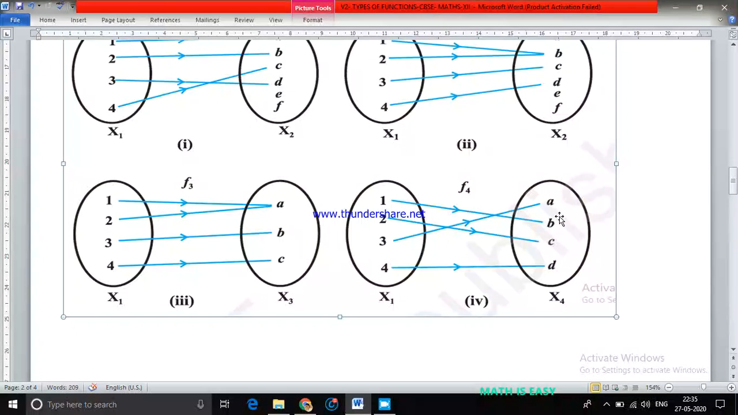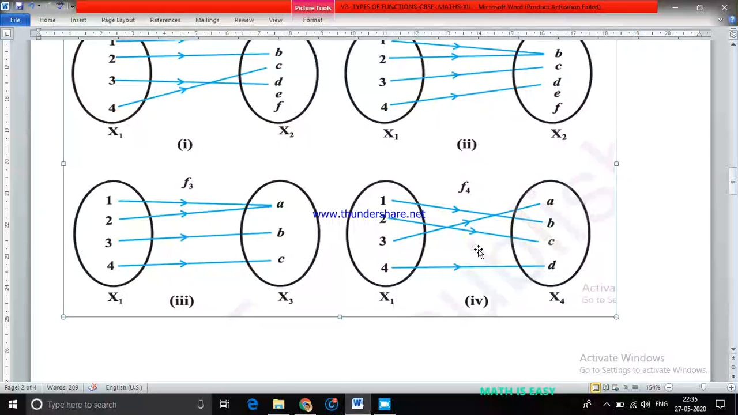And what do you say here in the set X4? All the elements are mapped. A is mapped, B is mapped, C is mapped, and D is also mapped. Hence, every element of X4 is mapped by some element of X1. So hence it is an onto function. So this is the example which is one-one as well as onto.